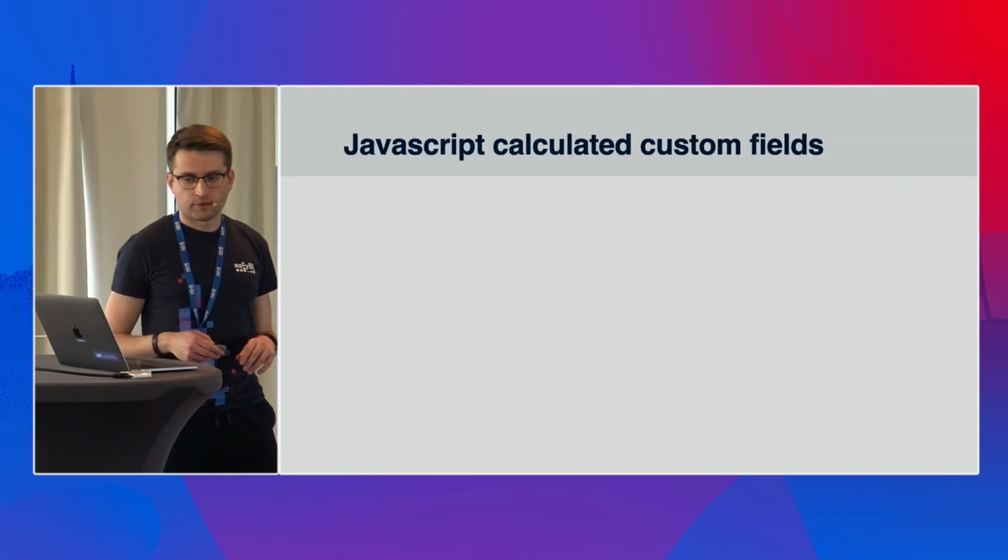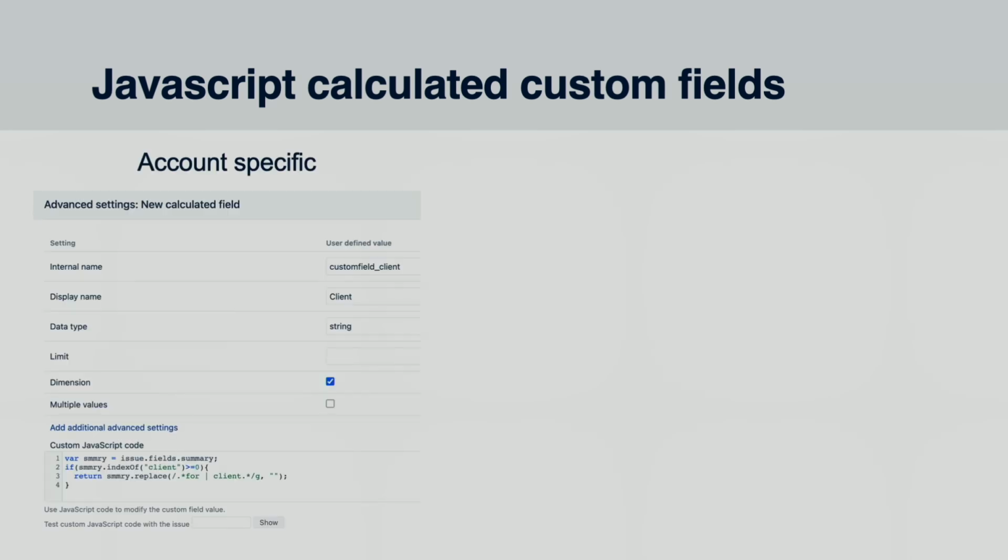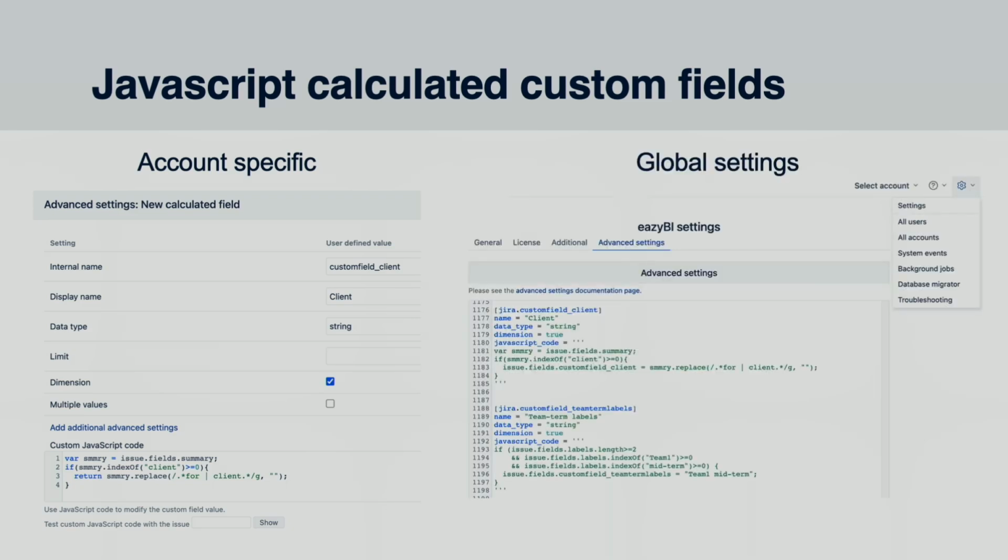There are two places where you can create JavaScript calculated custom fields. If you listened closely, and I think everyone listened closely to Robert, then the first and the newest place is the account-specific one that you can create in the import options. And the second one is the global settings, which we all know is the eazyBI advanced settings.